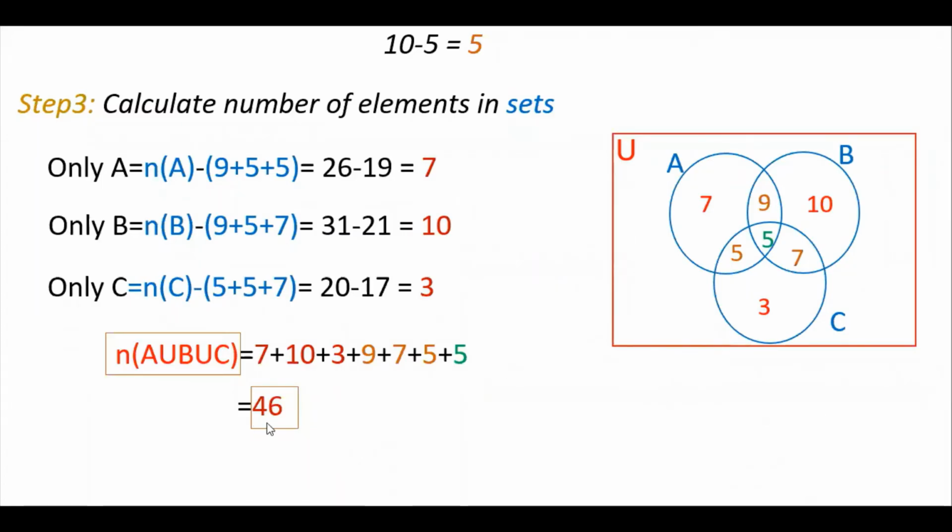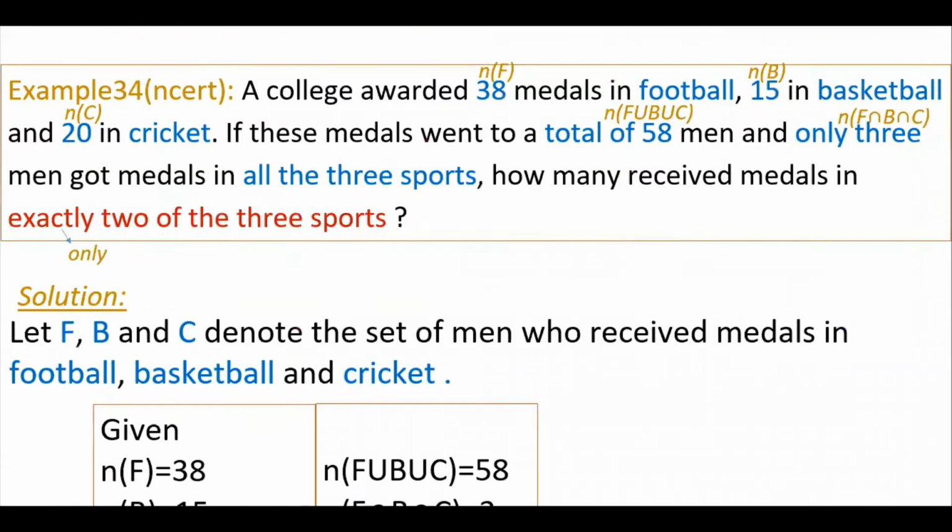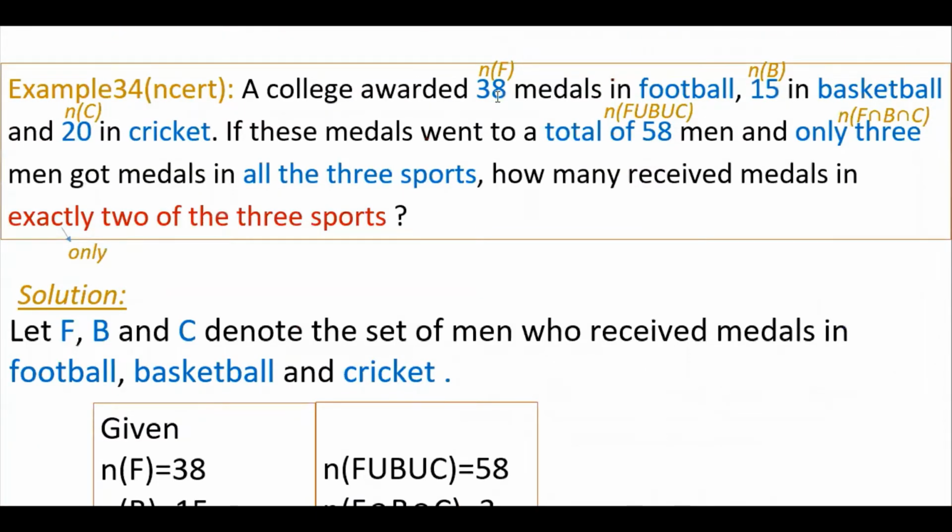So the total here is 46. N of A union B union C is equal to 46 here. This is example 34 from NCERT. A college awarded 38 medals in football, 15 in basketball, and 20 in cricket. If these medals went to a total of 58 men and only 3 men got medals in all the 3 sports, how many received medals in exactly 2 of the 3 sports?